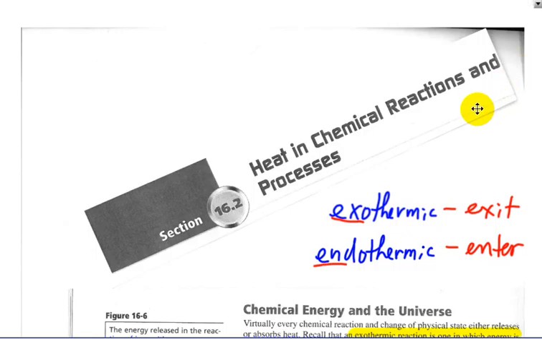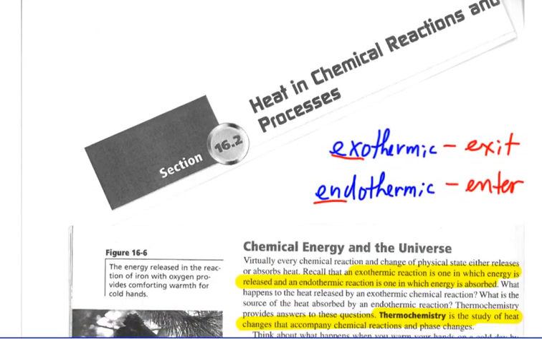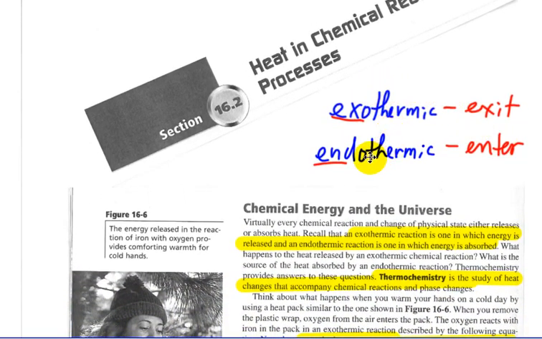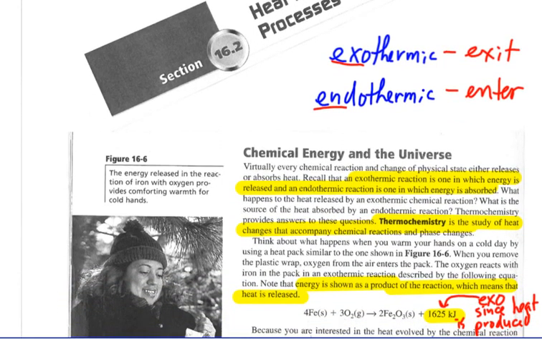This is the beginning of HT2, and for this we'll look at section 16.2 from a textbook I got, heat in chemical reactions and processes. So here we look at chemical reactions and the energy involved with them. First of all, one thing we should look at is the word exothermic. We can think of EX standing for exit, endothermic, EN for enter, exiting, entering, and that'll help us make sense of things to come here.